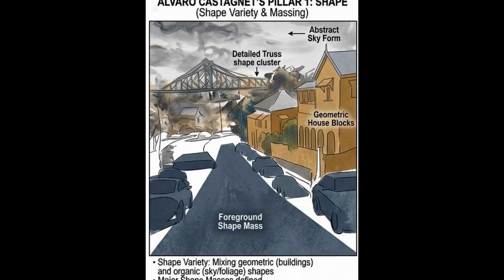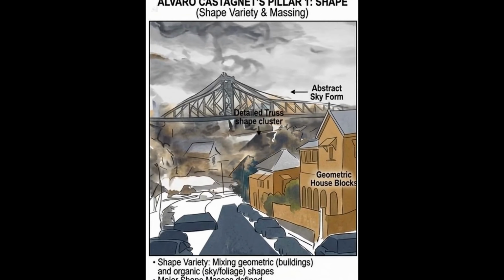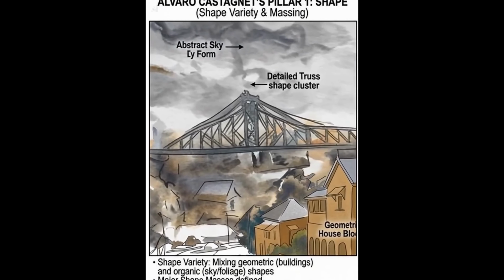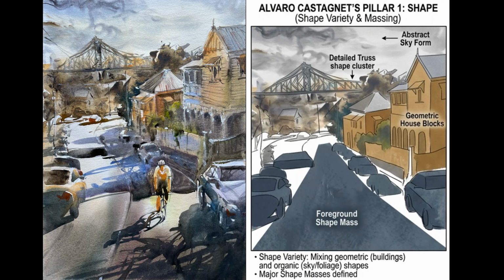Let's begin. Pillar 1. Shape. Shape variety and massing. Every powerful composition begins with shape. In this painting, 3 distinct shape groups anchor the scene. Abstract sky form. The upper sky is painted loosely as one sweeping organic mass. No hard detail, pure atmosphere.